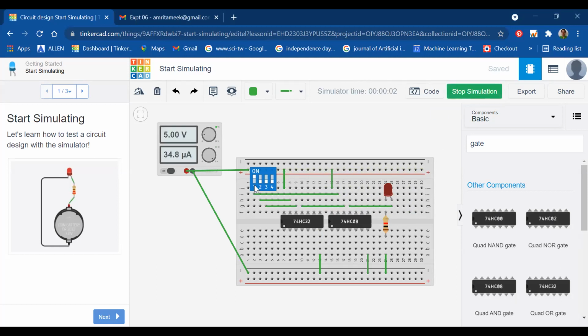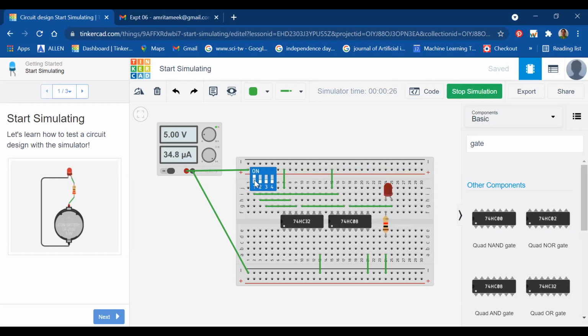So when my A is high, even if a single one is high, the output is going to be high. So here you can see that this is the combination of 1 0. Now I'm going to make it 0 1. Still it is on, and when I make both high, still it is on. So now let's make it 1 0 0. You can see that it is low.